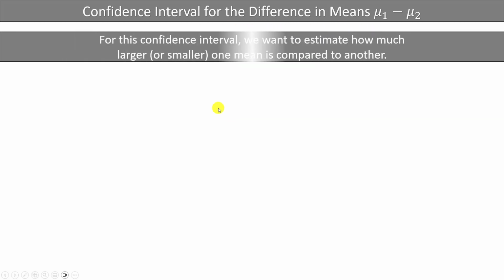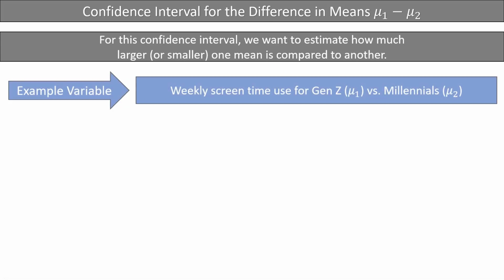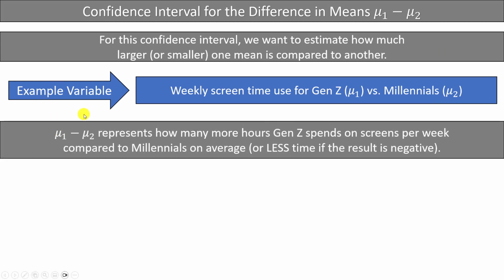Let's first talk about the confidence interval used to compare two means, which is called the confidence interval for the difference in means. For this confidence interval, we want to estimate how much larger or smaller one mean from one population is to another mean. For example, we might want to compare the weekly screen time use for individuals in Gen Z versus millennials. Since we have two population means, we will use subscripts so that we can identify them. So mu1 might represent the population mean for Gen Z, and mu2 might represent the population mean for millennials. The purpose of the confidence interval is to estimate the difference in population means, or mu1 minus mu2.